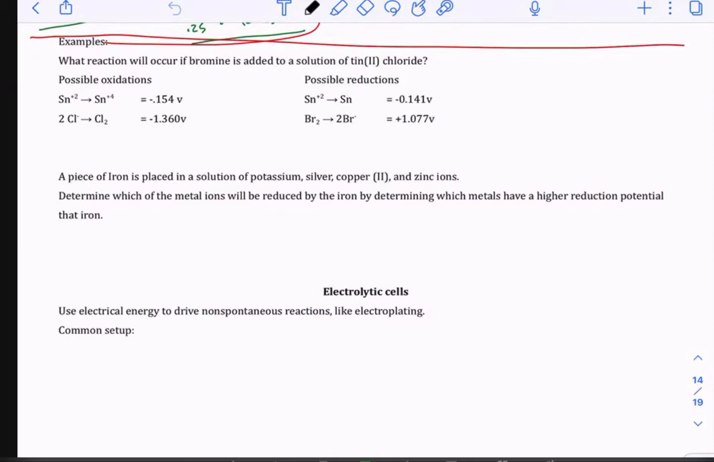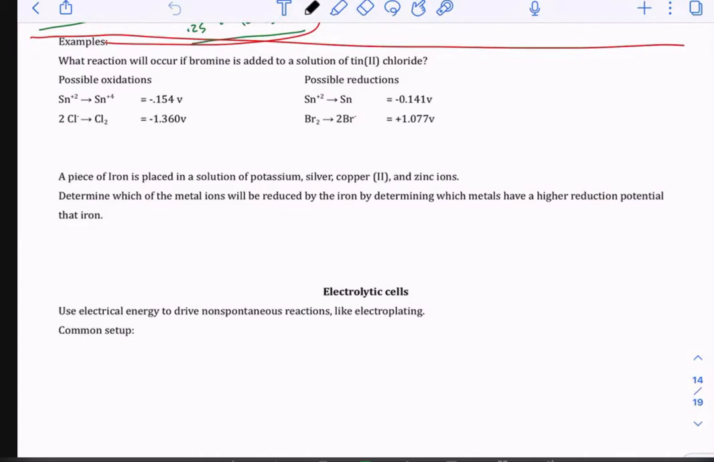We talked about how to arrange a reduction potentials table experimentally, right? And that's what the lab was all about. So, we can do more with a reduction potentials table. Not only with metals, but we can determine the likelihood of other reactions taking place.